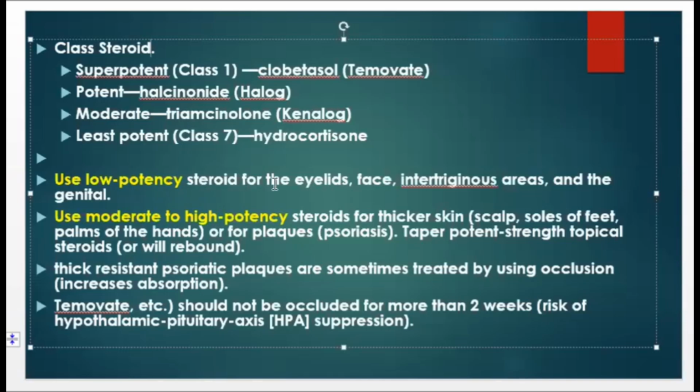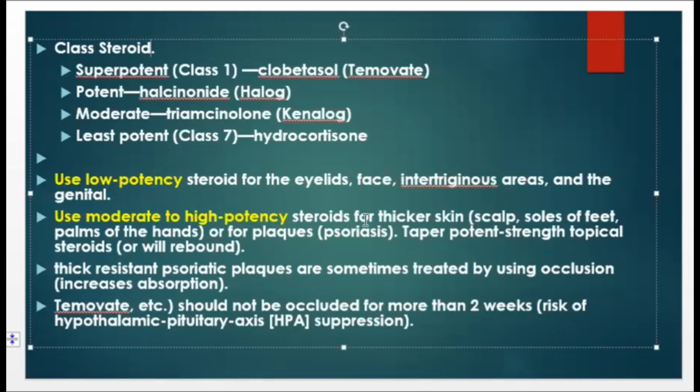So if somebody has something at the eyelid, at the face, at the intertriginous areas, and the genital, what do we use? We use the low potent. So that is how it will be in the exam, which is the hydrocortisone. That is the least one. That is the low potency. Okay. Then we have another one, moderate to high potency.